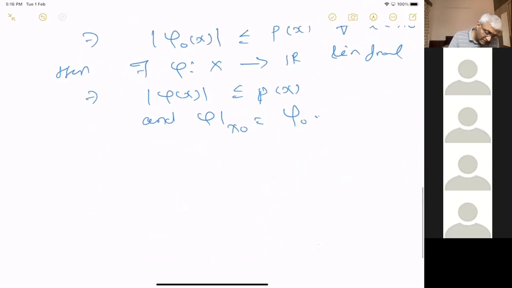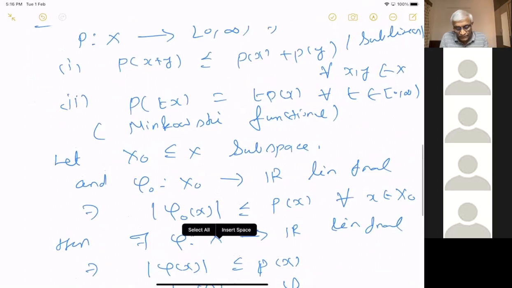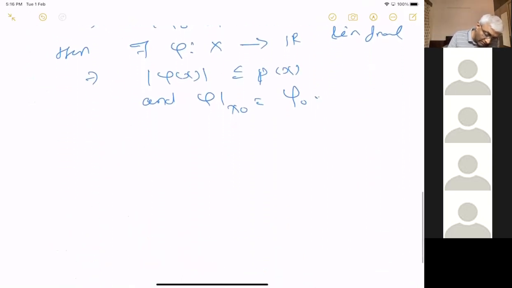Okay, let us prove this. This is the statement of the theorem: if you have any linear functional which is defined on a subspace and dominated by a Minkowski functional, it can be extended to the bigger space, still dominated by the Minkowski functional. To prove this, we need what is called Zorn's lemma.